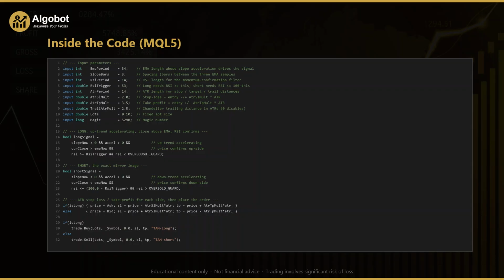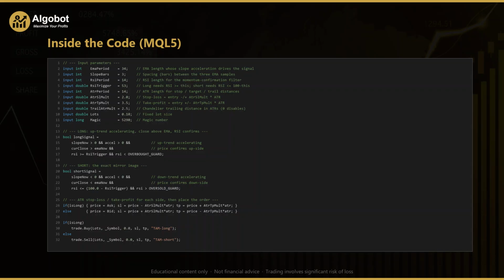Now the long block. The Boolean long signal is true only when all of these hold together. Slope now is greater than 0, so the EMA is rising. Accel is greater than 0, so that rise is accelerating. Cur close is above EMA now, so price closed on the upside, and RSI is at or above the trigger while staying below the overbought guard of 80.